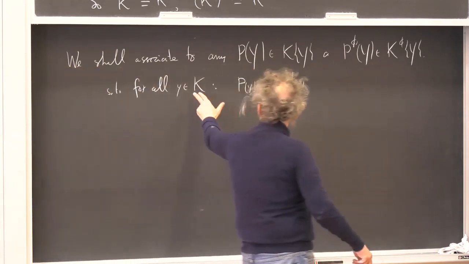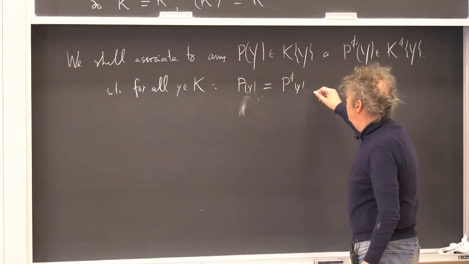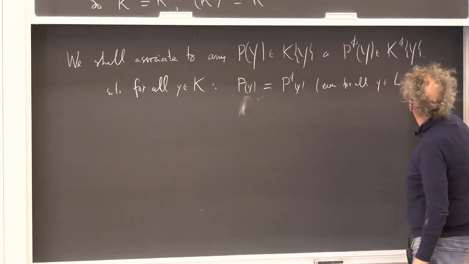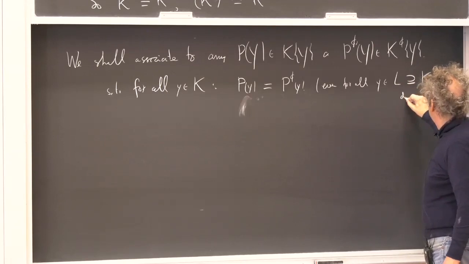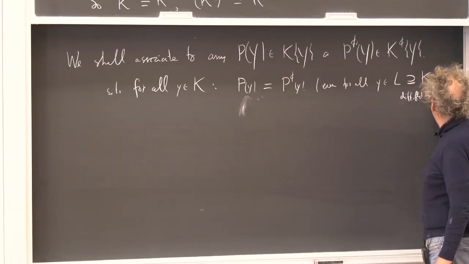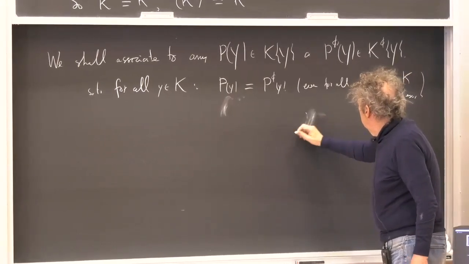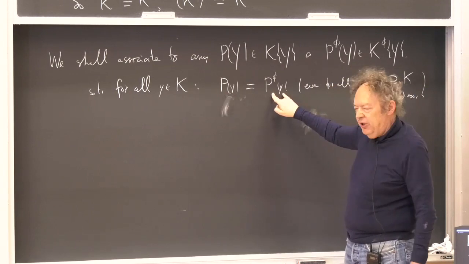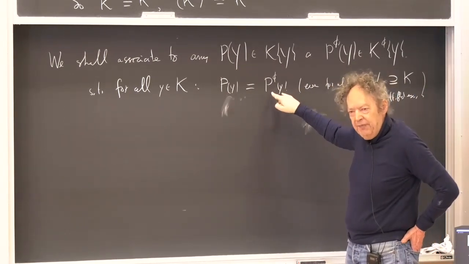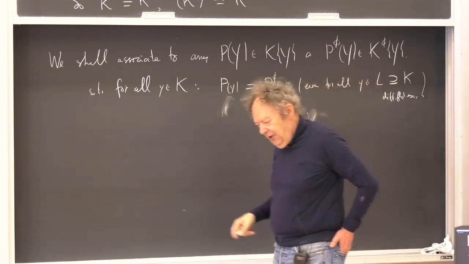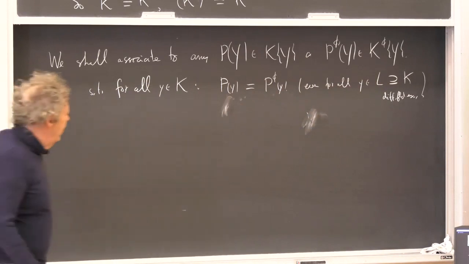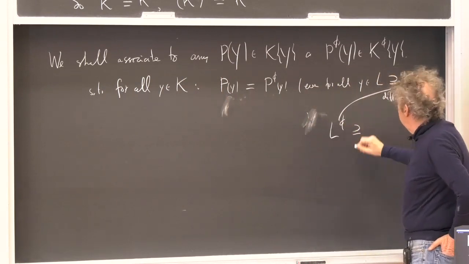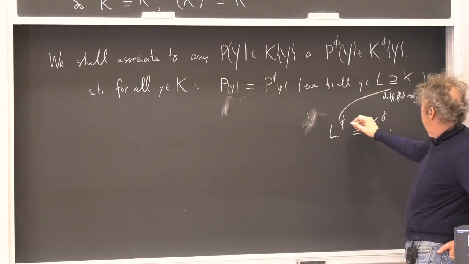And actually this will happen not just for all y in K, but for all y in L, in any differential field extension. Because then of course this will be an element of the underlying field of L, and this will be an element of the underlying field of L^phi. But those are the same underlying fields again. Of course, if L is an extension of K, then also L^phi is an extension of K^phi.